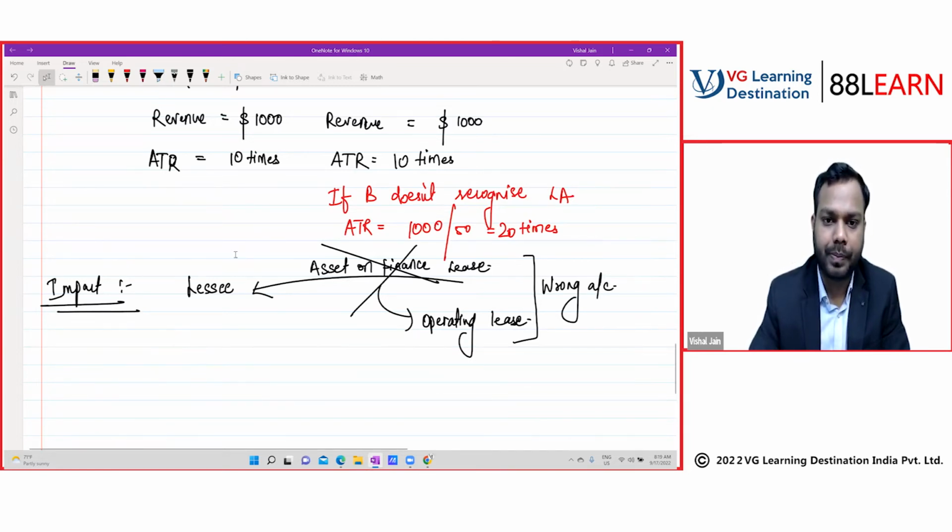Okay, I hope it is clear now. The change is clear now. Now let's see how to recognize an asset. Exactly. Okay, now, second topic done, coming to the third topic, topic number 3.